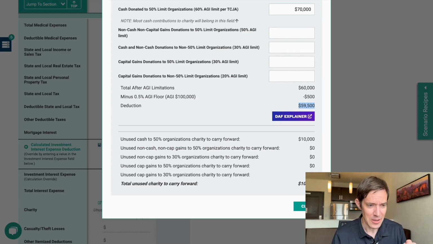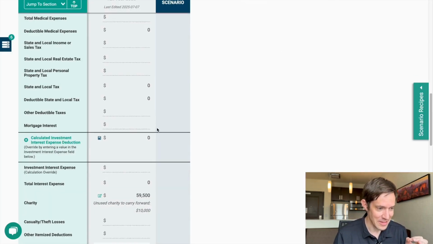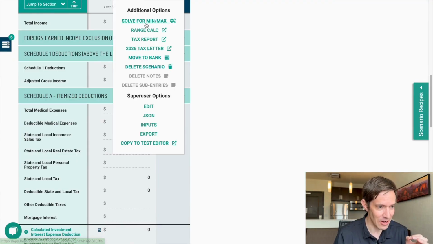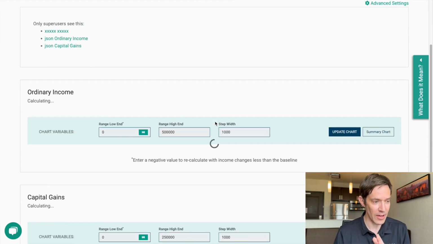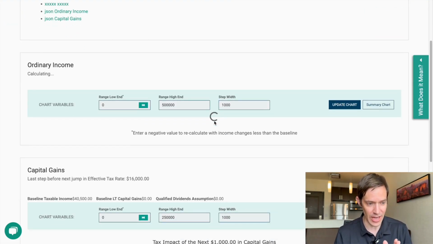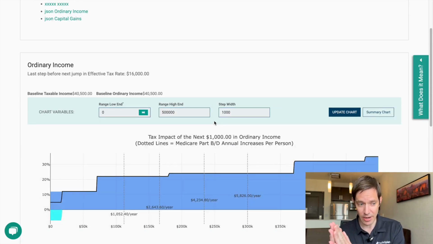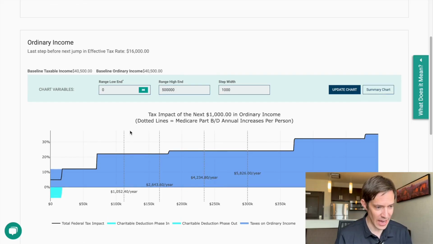Actually, let's do that now. This one's a pretty small impact on range calc. Let me actually show you. Range calc is going to show you something interesting. Actually, let me run range calc. So recall, those of you who aren't familiar with range calc, what that piece of the software does is it takes my baseline scenario that I just entered, and then it allows me to rerun the tax calculation, adding $1,000 of extra income every time, so I can see the behavior of the total tax as we add income over time.